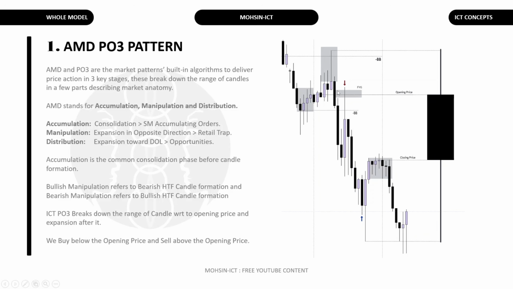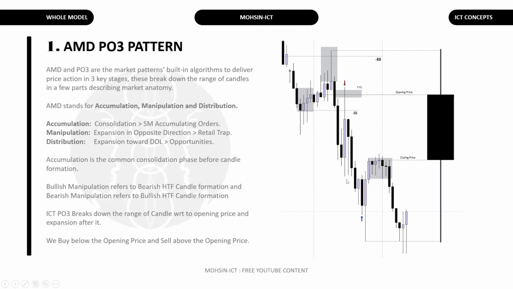Now, after this rejection, we know that price has done accumulation and a bullish manipulation. After this bullish manipulation, we know for sure that market is going to go bearish. Why? Because bullish manipulation refers to bearish higher time frame candle formation, and bearish manipulation refers to bullish higher time frame candle formation. Now, where do we execute our trade? We sell above the opening price and buy below the opening price. You see here, price gives us a nice opportunity inside this fair value gap.